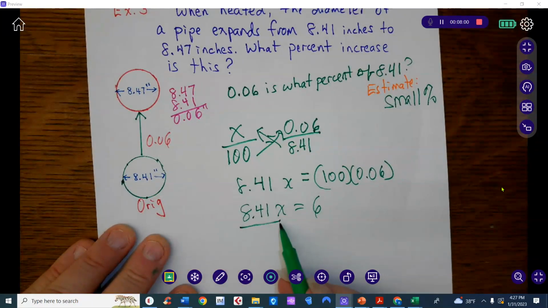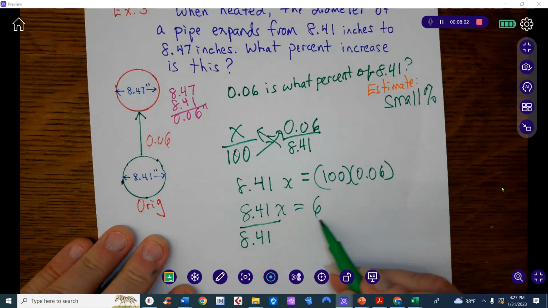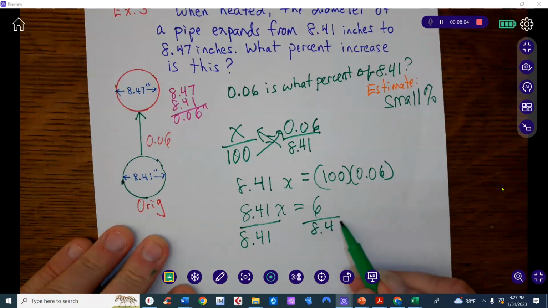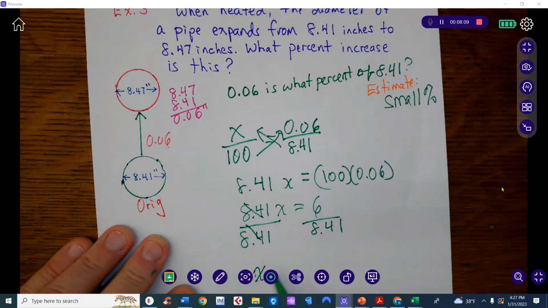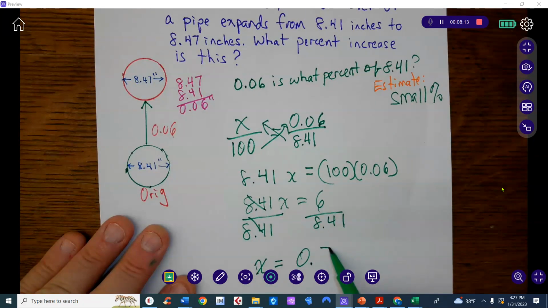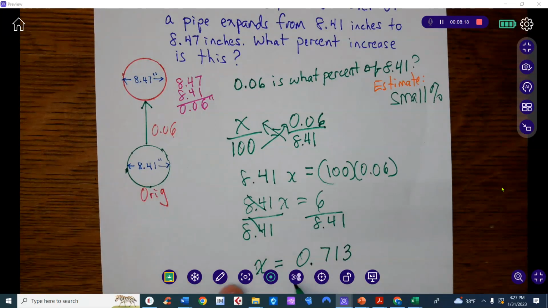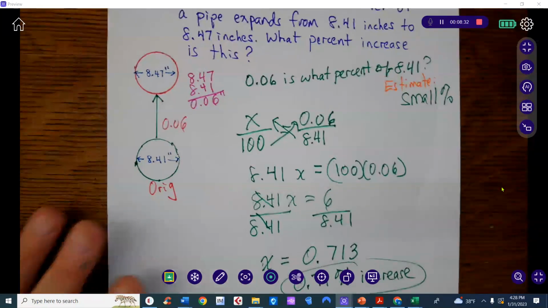We divide both sides by 8.41, and we're going to get x is equal to 0.713. So this was a 0.71% increase. And sure enough, it was under 1%. All right, there you go. I hope this is helpful.